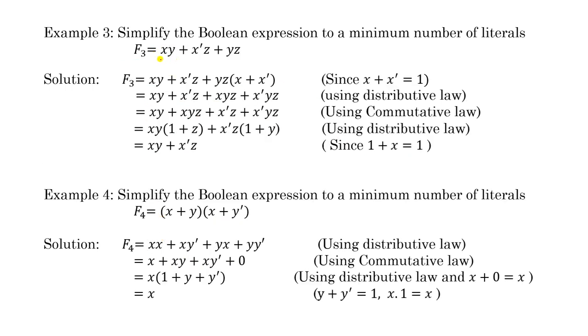f3 is xy plus x dash z plus yz. Now if you look at the first and third terms, y is common, but if we apply the distributive law, then we will get (x plus z) into y. But this has no use, and you cannot get any kind of benefit from doing this, so just leave it. Now what we can do is write it as xy plus x dash z plus yz. You can write yz equal to yz into 1, and 1 can be written as x plus x dash. Okay, so we have used x plus x dash equal to 1.